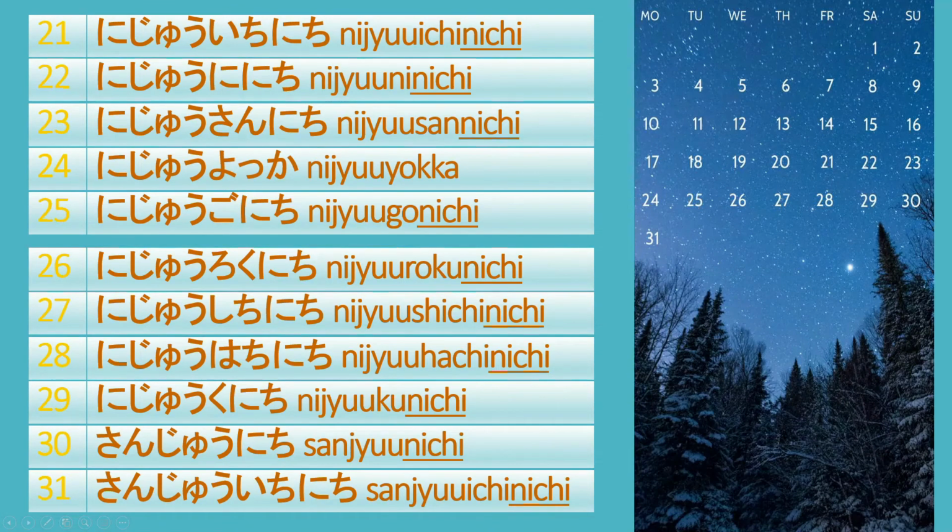24th, 24日. 25th, 25日. 26th is 26日. 27th is 27日. 28th is 28日. Okay? 29th is 29日. 30th is 30日. And then 31 or 31st is 31日.